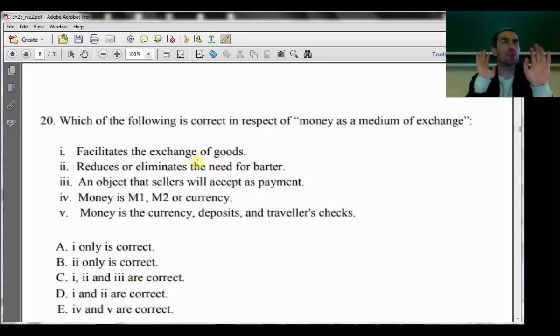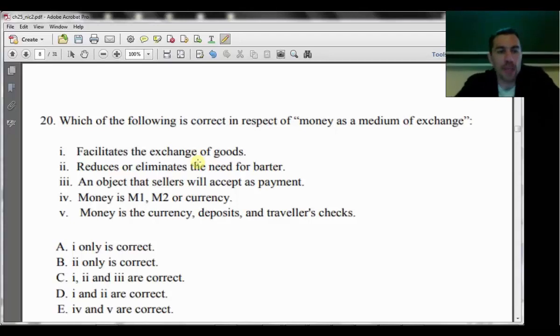So barter means if I have a pen and you have a carrot, and I want your carrot, I give you my pen, you give me a carrot. So we don't use money. We actually exchange goods and services. That's called barter.